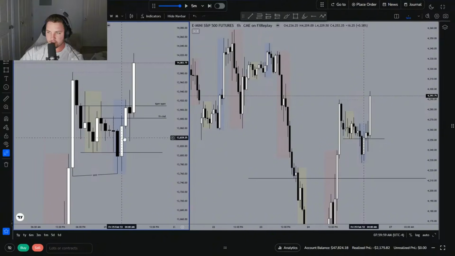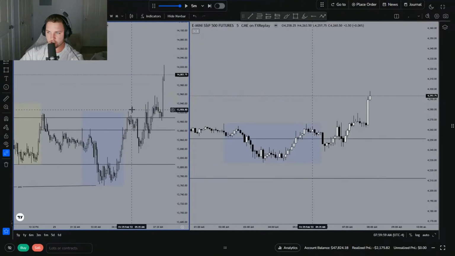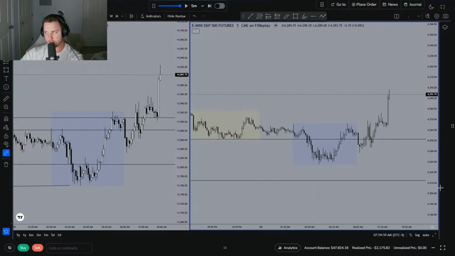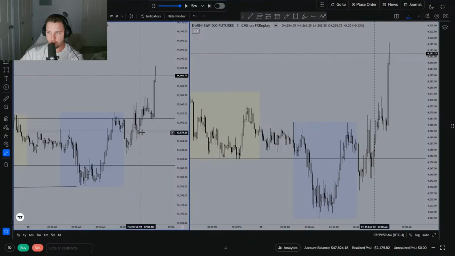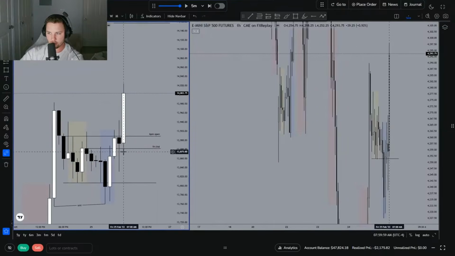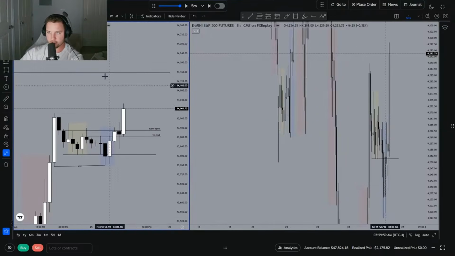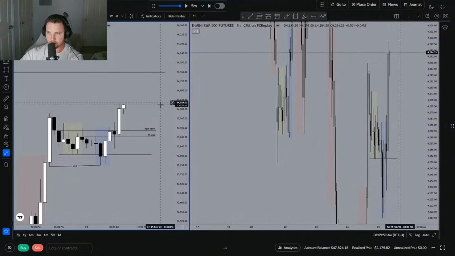London. Expansion into a pullback. So if we look at this, expansion into a pullback, continuation. Now, this continuation here, failure swings. I don't like that, right? On the low time frame, but the higher time frame is bullish. Okay, so are we all on the same page? So we're gonna play this out.